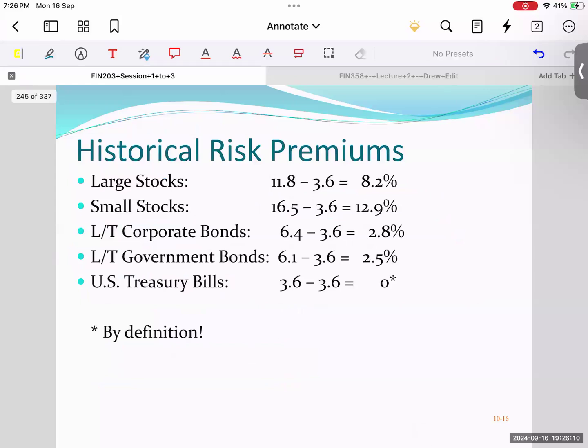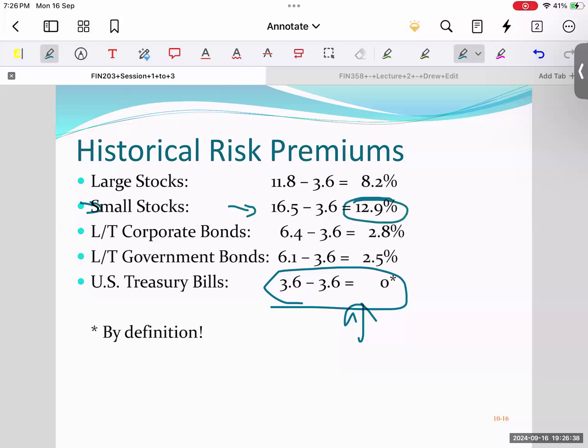Okay. So if we know that treasury bills are risk-free, we know that the risk premium is zero, right? Because there's no risk. Now, having determined that the treasury bill return is 3.6, we can now determine all the risk premium, right? So we know that for the small stocks, this is the highest returns. We take 16.5 minus 3.6. So this is the amount of risk premium or additional risk they are taking, and hence additional rewards.